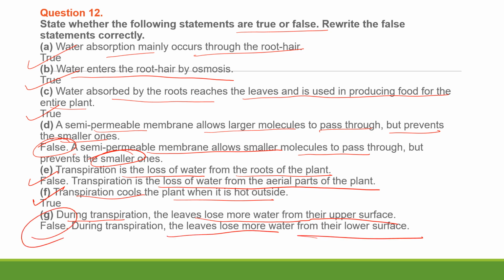So this is all for today's entire revision question paper 1 for transport of food and minerals in plants.